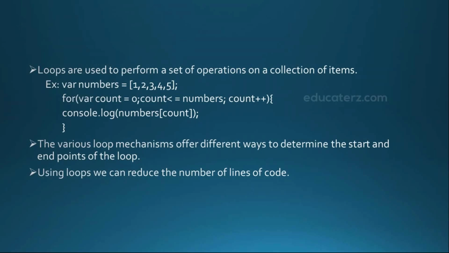Here in this example, you can check I have declared an array with 5 elements. I want to print all these elements. In order to print all the elements within the array, I need to write console.log 5 times. So instead of writing 5 times, I'll declare a loop which will iterate through each and every element within the array and will print each element.